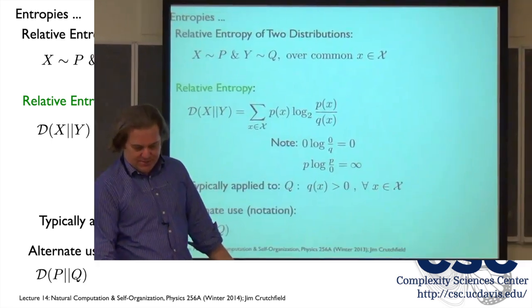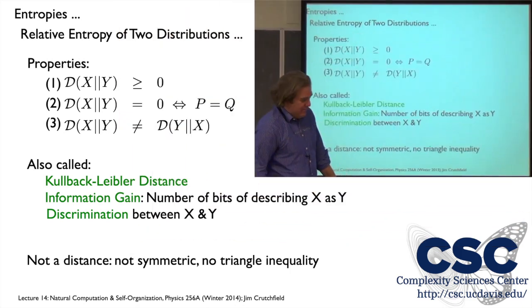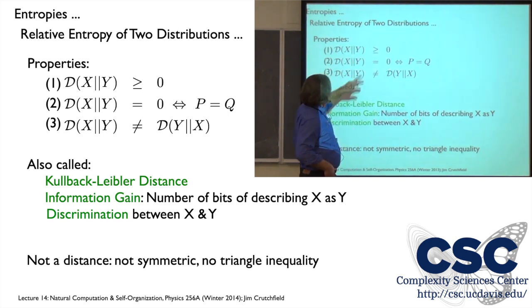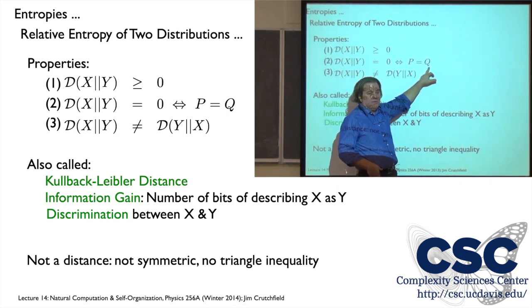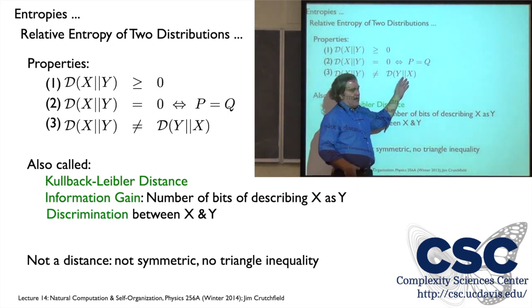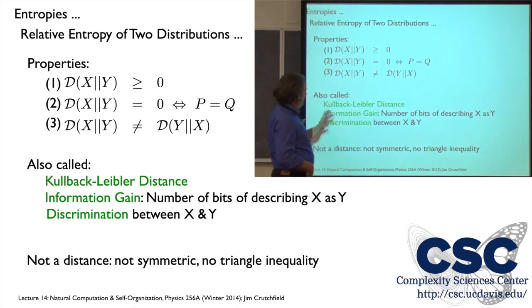You see it in the literature a couple different ways. Properties: this relative entropy is never negative. When it's 0, the two distributions are the same. So that's why it's useful for comparing things. But it's not symmetric, so that kind of messes things up for us if we really wanted to look at a difference between two distributions.